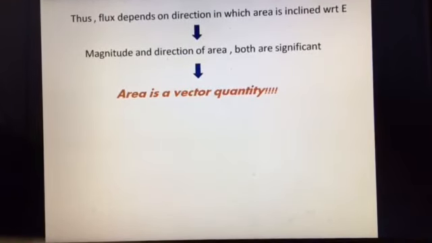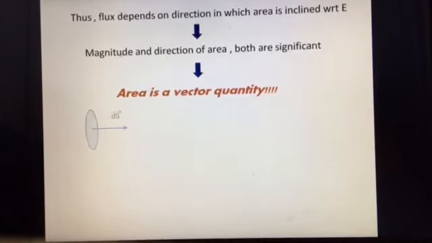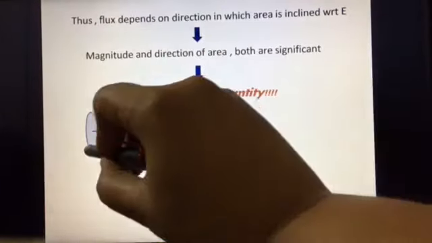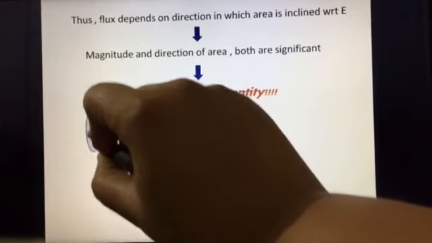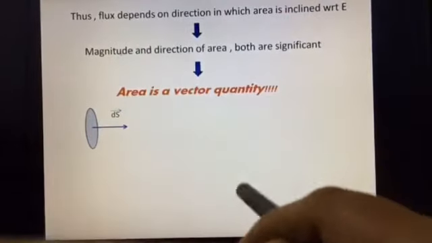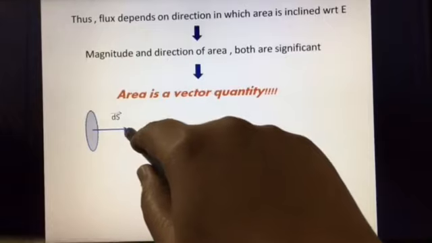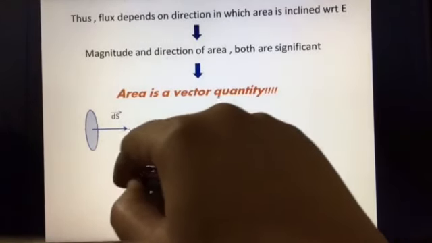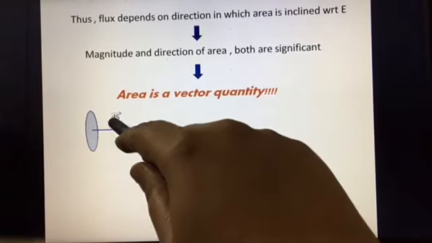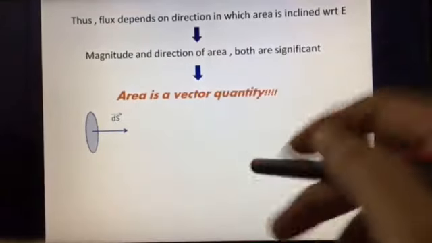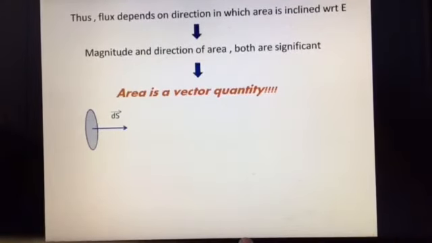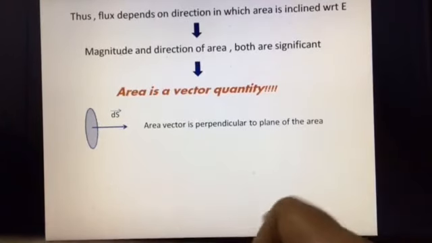And if we have area as a vector, we should be able to show the direction of this vector quantity. How do I show the direction? If this is the area, this is the plane, the direction of this vector is shown by drawing a perpendicular to the plane of this area, and that is called the area vector. That arrow is indicating the vector sign. So the area vector is perpendicular to the plane of the area.